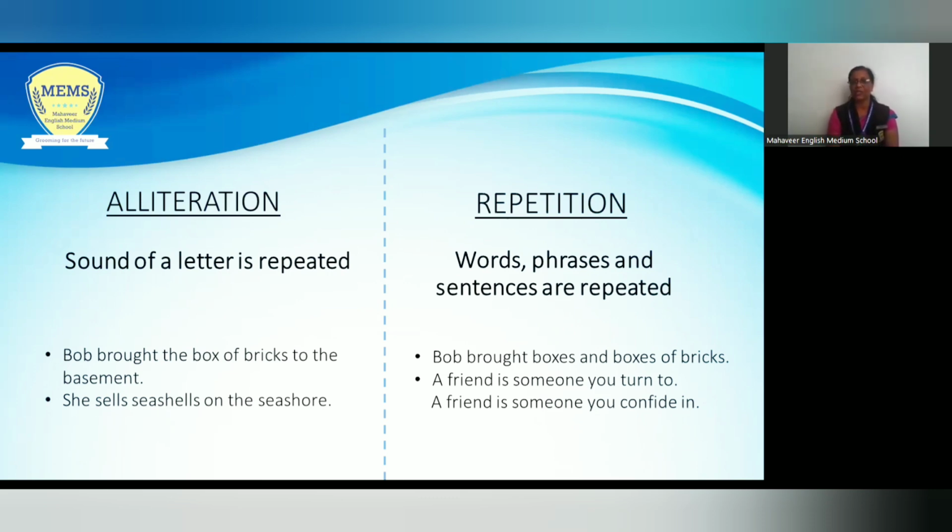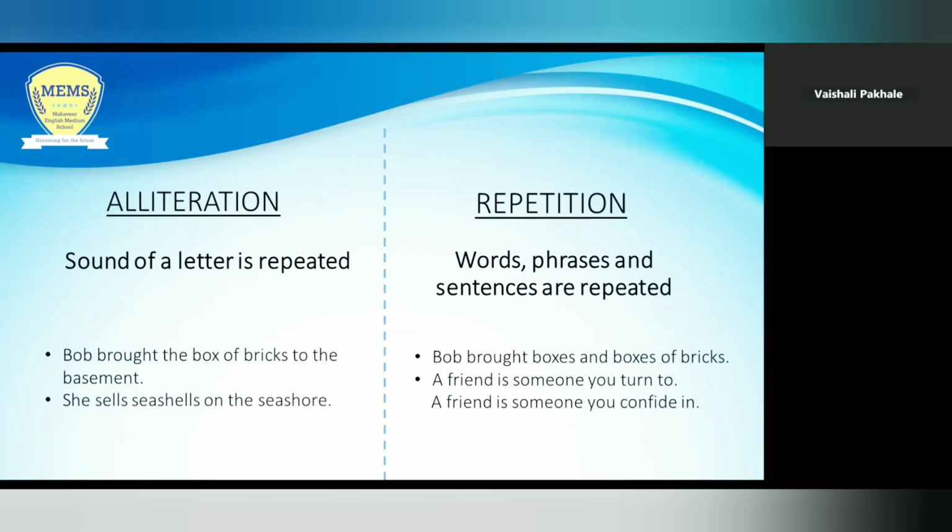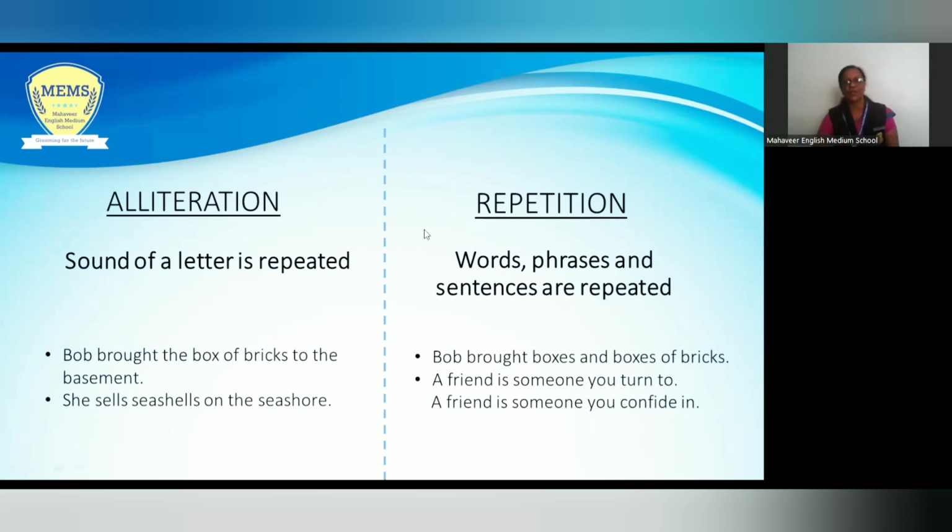Repetition. Here, words, phrases, or even sentences are repeated to have a better effect upon the reader. Let me explain this with the help of an example. We come to the next figure of speech.